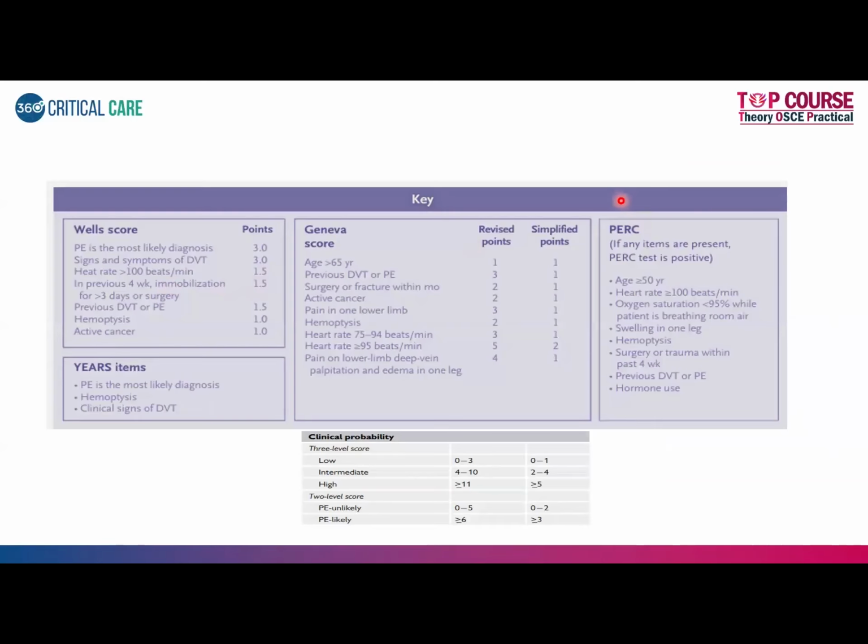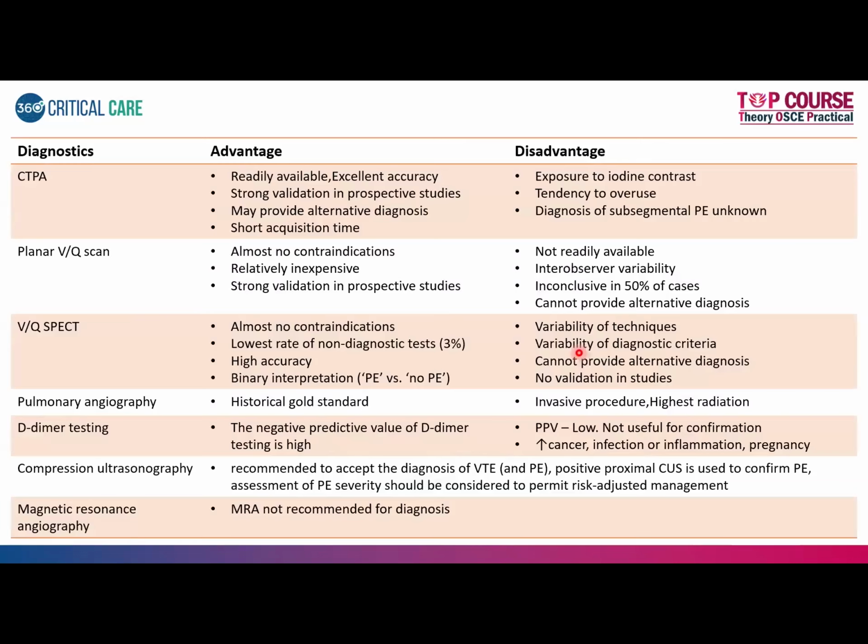Likewise, you need to read up on the Geneva score as well as the PERC score. This is all mugging up; no one can give you a shortcut for it. So just read it, and if you cannot remember all the scores, remember at least the Wells score and the simplified Geneva score. For diagnostics, we have CTPA, then VQ scanning, VQ SPECT, pulmonary angiography, D-dimer testing, compression ultrasonography, and MRA. MRA is not recommended for the diagnosis, but it is still one of the diagnostics that can be used in case other things don't help.